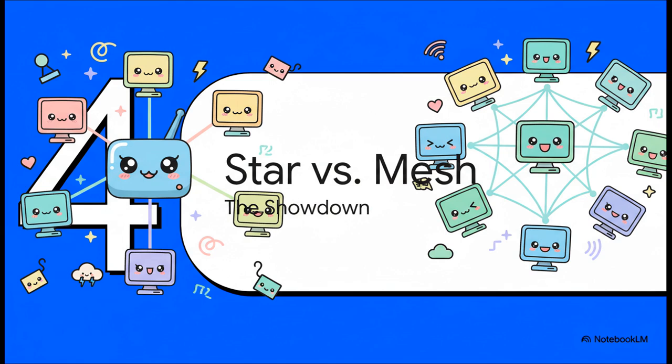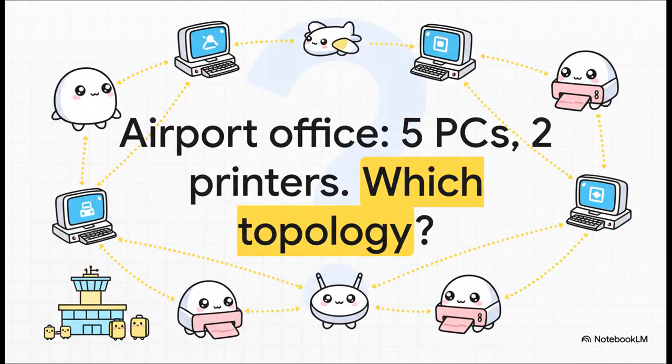All right, team, it's showdown time. We're putting our two main heroes, the star and the mesh, head to head. Let's throw them into a real-world problem and see which one comes out on top. Okay, here's the scenario. An office at an airport needs to connect 5 computers and 2 printers. They need it to be reliable. So should they go with a star topology or a mesh topology? What do you think is the right call here?